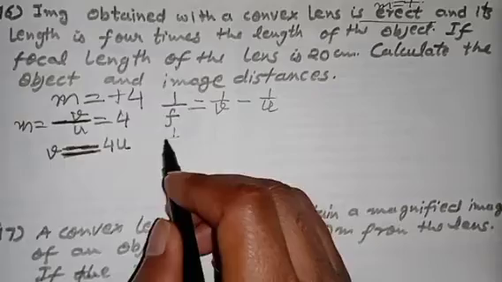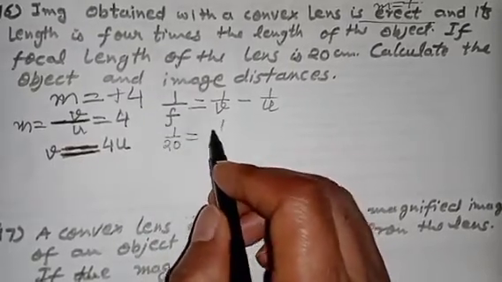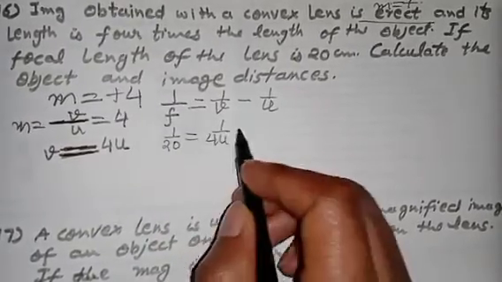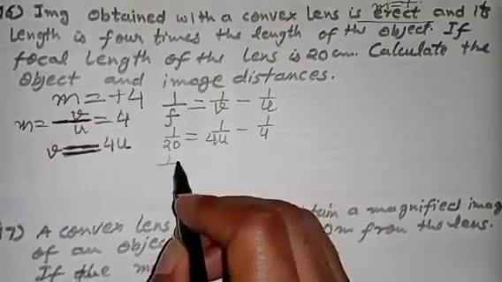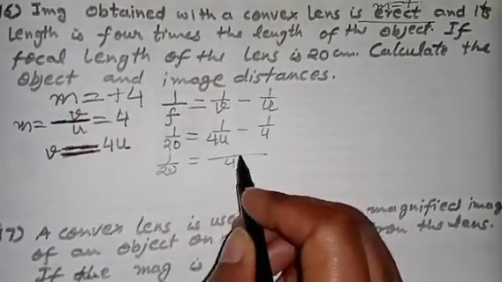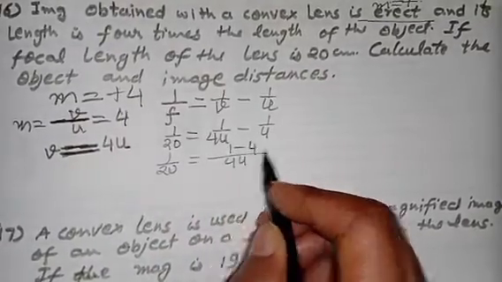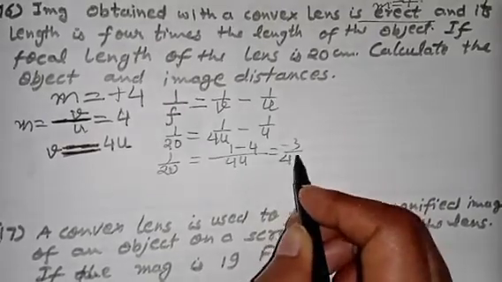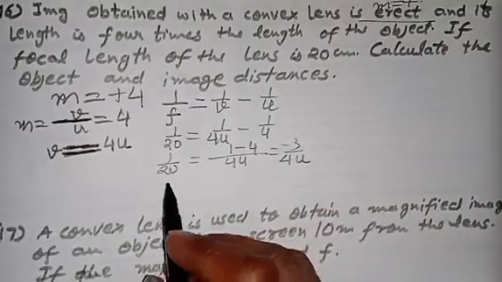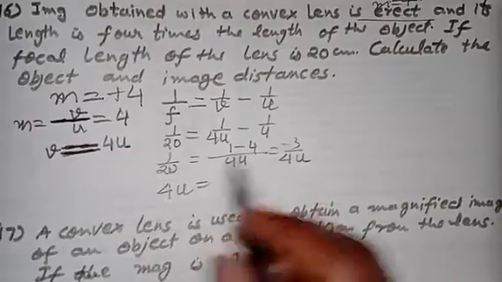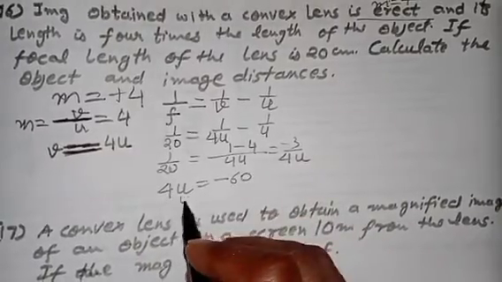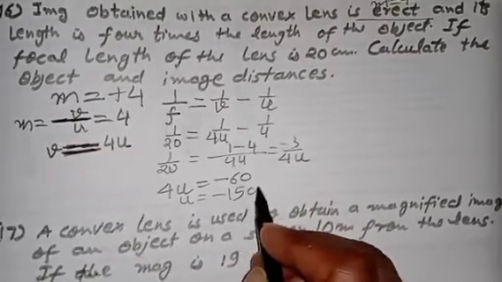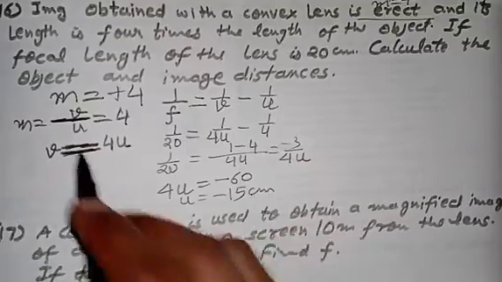So 1 upon 20 equal to 1 upon 4u minus 1 upon u. 1 upon 20 equal to 1 minus 4 over 4u, that is minus 3 by 4u. So 4u equal to minus 60, so u equal to minus 15 centimeter. And if u is known, v you can find.